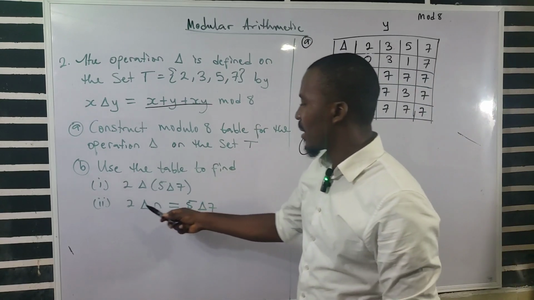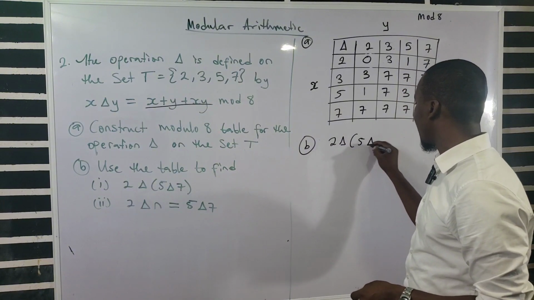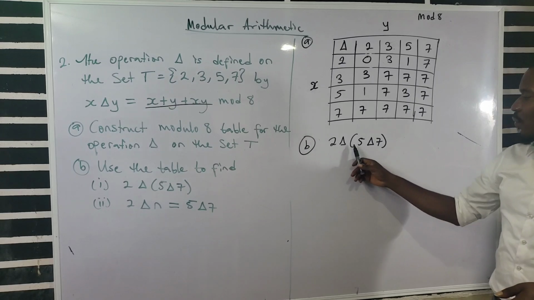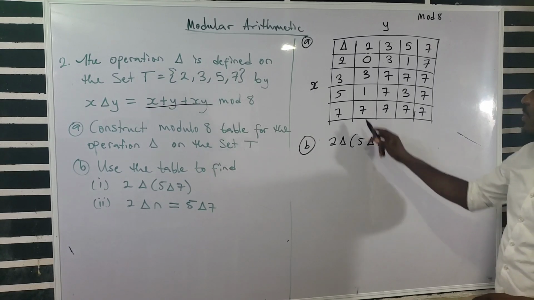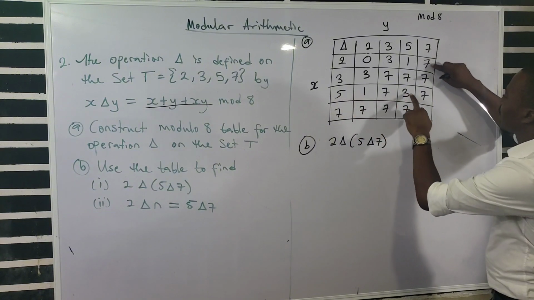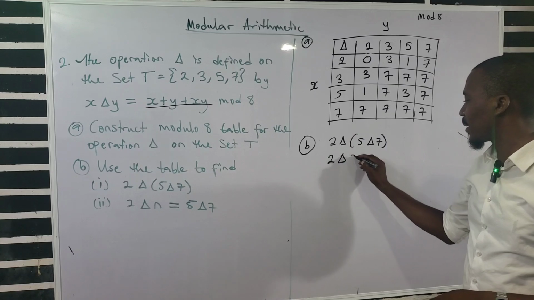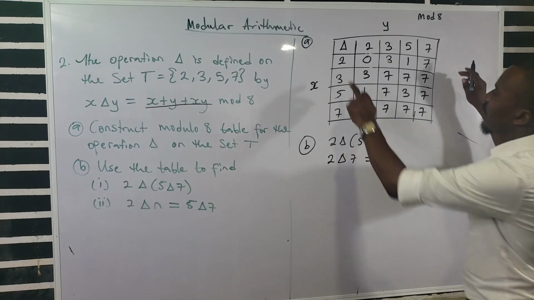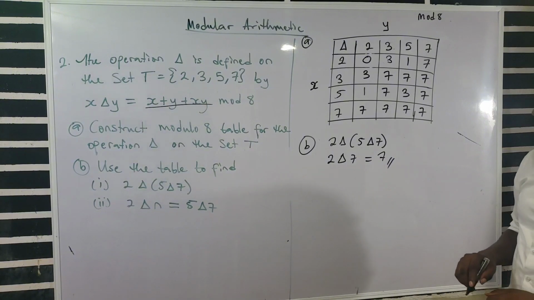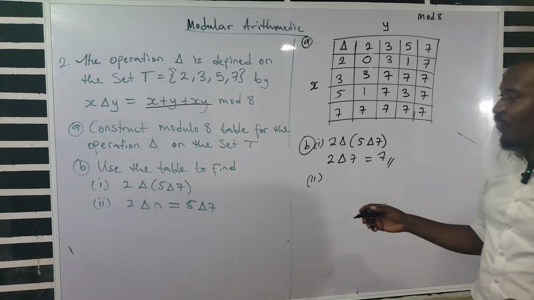The B part says that 2 binary, 5 binary 7. So the first thing I will do is to find the value of the bracket, which is 5 binary 7. So 5 binary 7 will give me this 5, this 7. So if I follow it, I'll have 7. So 2 binary 7, what would that give me? 2 binary 7 will give me 7. Okay, so that's the answer for the first one. That's the BI.